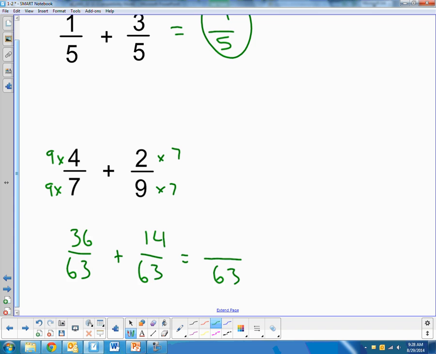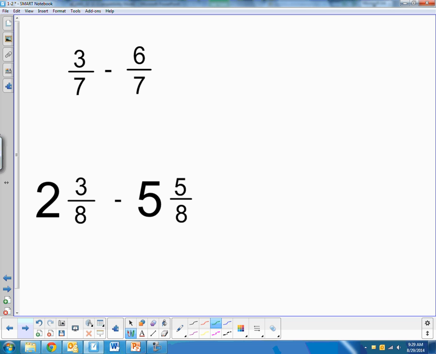If I add my numerators together, I should get 50, right? Yeah, 50. And I don't believe we can reduce that. Again, we had the same sign, so we keep the sign the same. Positive 50 63rds.